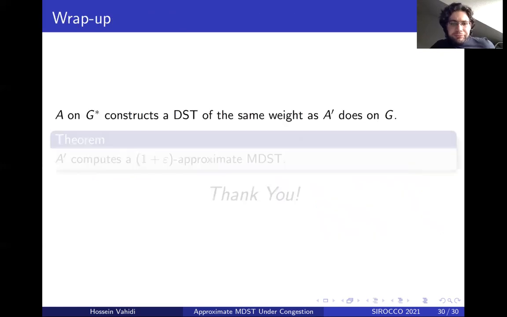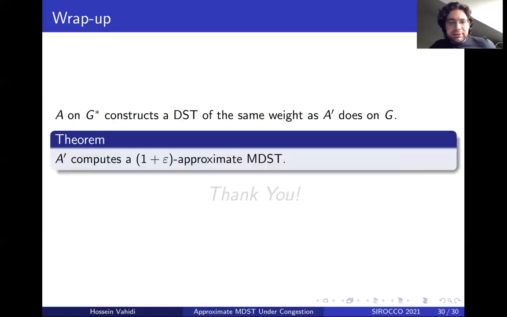So we have a few ideas that are necessary to show that running A on G star, our modified graph, constructs the same DST with the same weight as our approximate one on the original graph. There are a few other ideas and matters that need to be taken into consideration first, but I think that roughly shows how we can prove the following theorem and concludes the talk and paper.